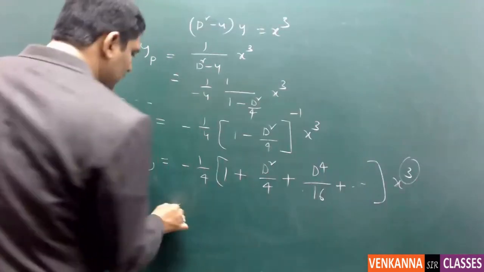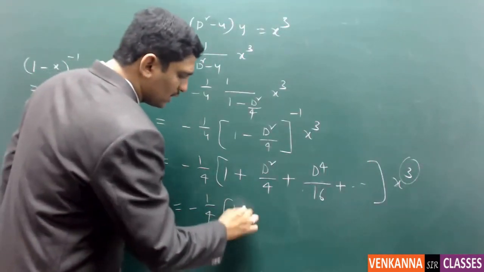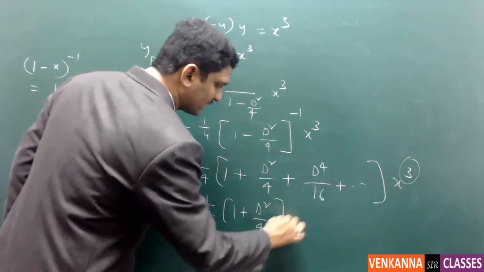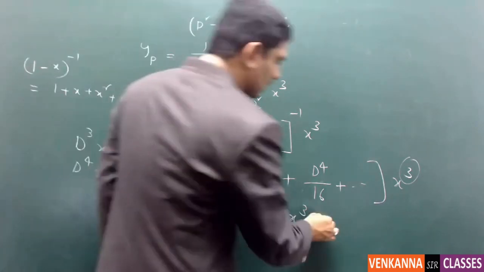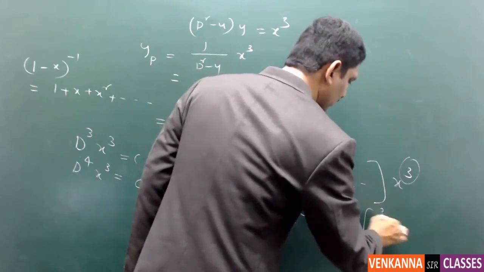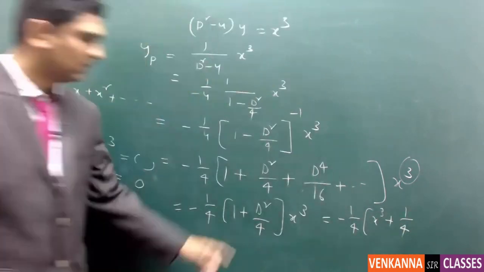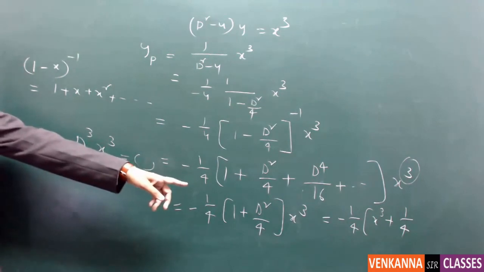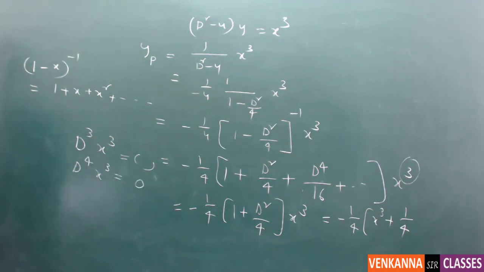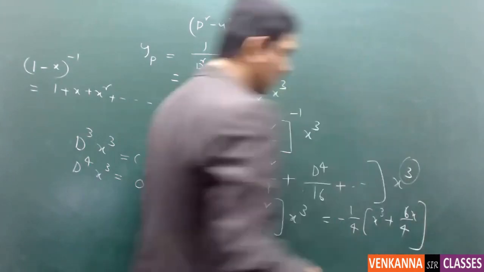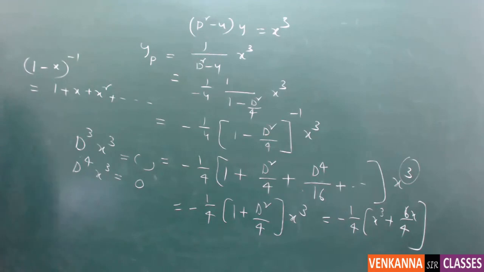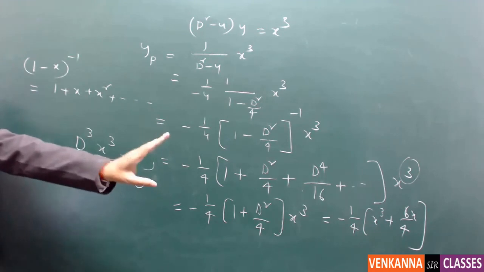So this is nothing but minus 1 by 4 of 1 plus d square by 4 of x cube. Now you apply that. It is equal to minus 1 by 4 of x cube plus 1 by 4 into d square, which stands for double differentiation. If you differentiate x cube one time, it is 3x square. If you differentiate a second time, it is 6x. So 6x by 4. Accepted? You can simplify the terms again by multiplying with minus 1 by 4. So that is the particular solution value.